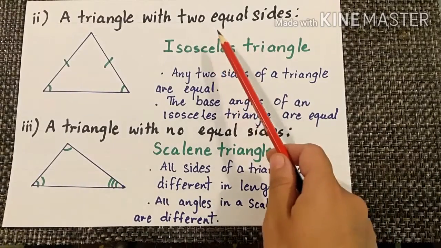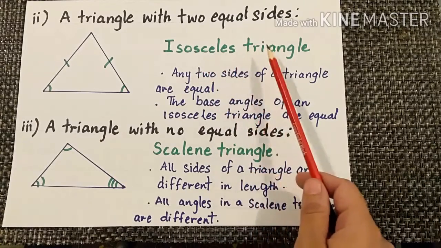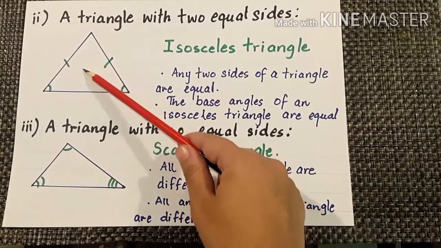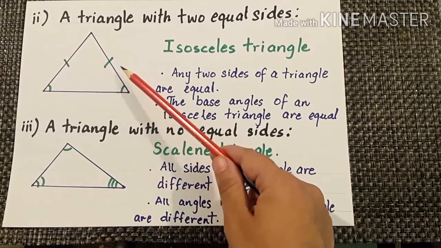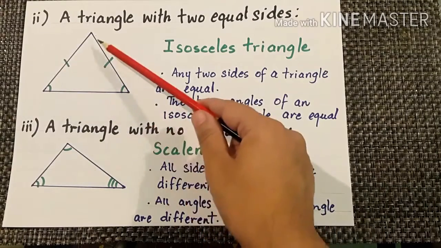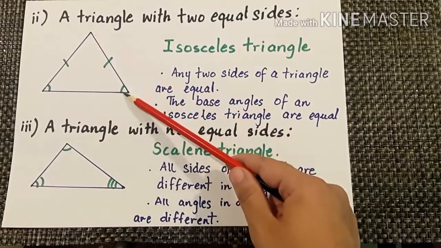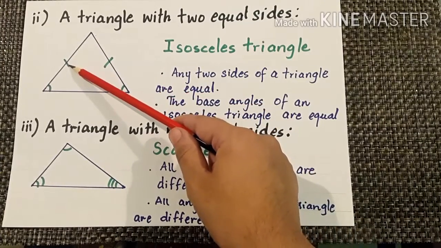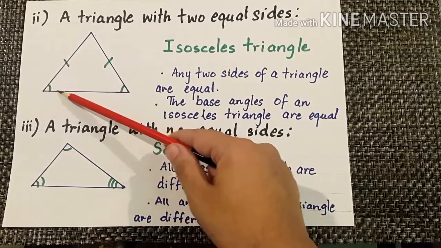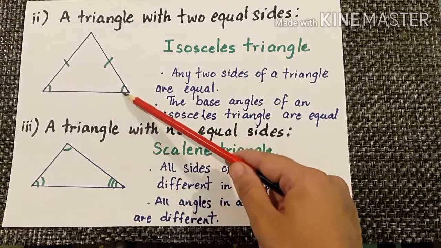A triangle with two equal sides is known as an isosceles triangle. A triangle in which any two sides of the triangle are equal is known as an isosceles triangle. Equal means equal in length. Like in this triangle, this side and this side are equal in length because it is denoted by this line, and in an isosceles triangle the base angles are also equal.